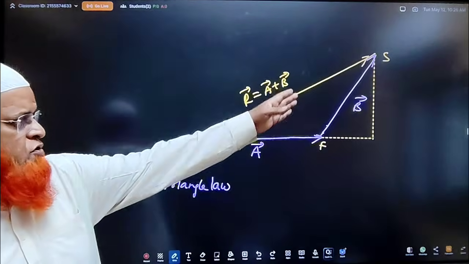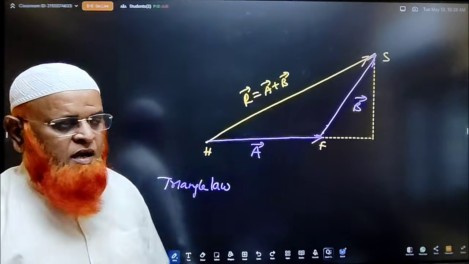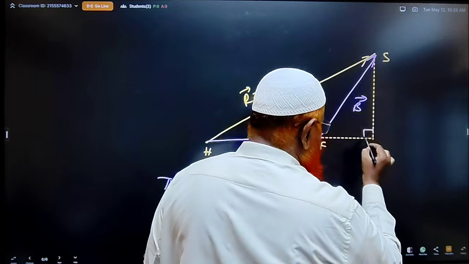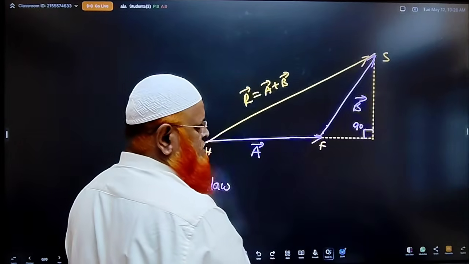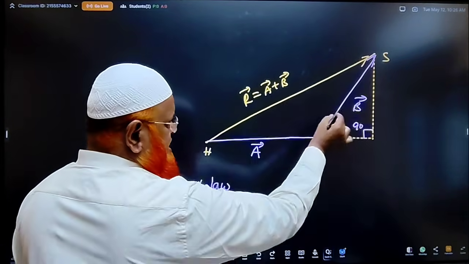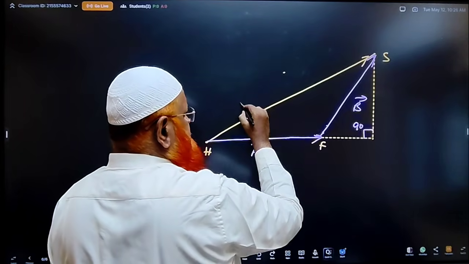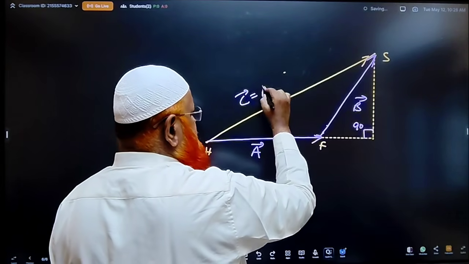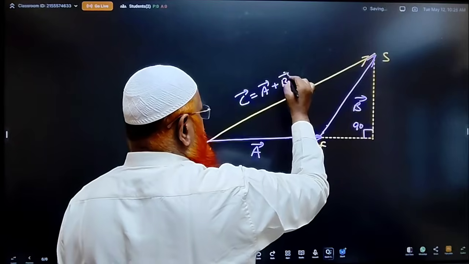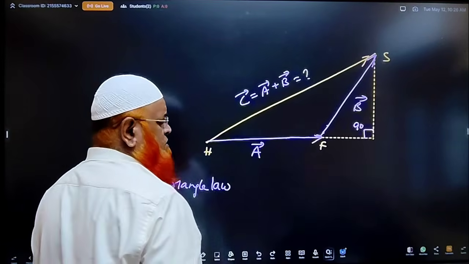So if you drop a perpendicular and extend this one, how much is it going to be? It is going to be 90 degrees. Okay. So this is A bar, this is B bar, and what is this? Let us imagine this is a resultant which is called C bar, which is A bar plus B bar. But what is this A bar plus B bar now?